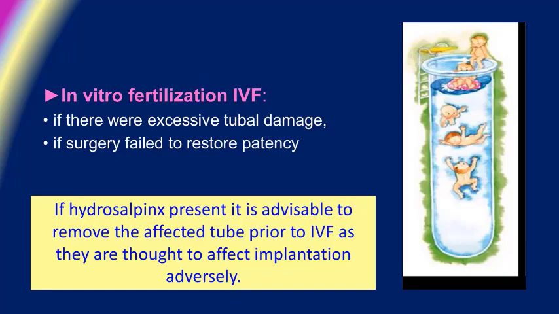In this group, if there is hydrosalpinx, meaning blocked tube and swelling of the tube with the accumulation of fluid inside the tube, it's advisable to remove it by salpingectomy. Remove the diseased tube before IVF. Why? Because it affects the success rate of the IVF. It decreases the pregnancy rate after IVF. So we must remove the hydrosalpinx before IVF treatment.